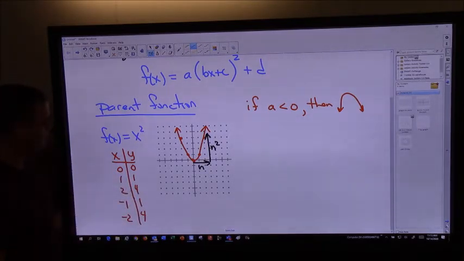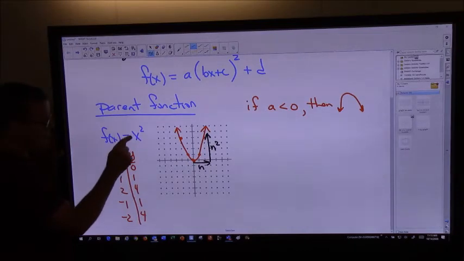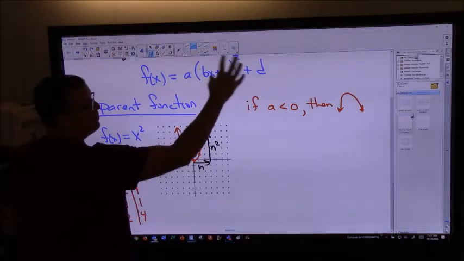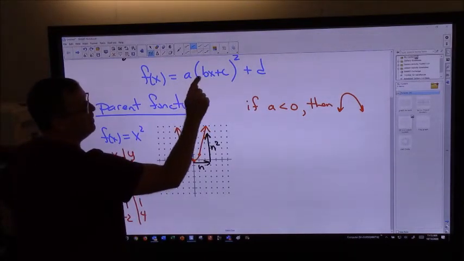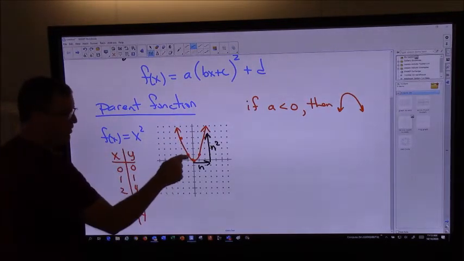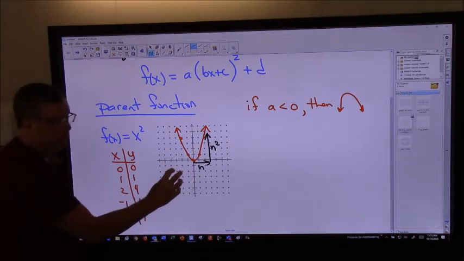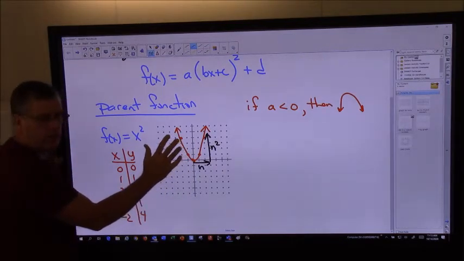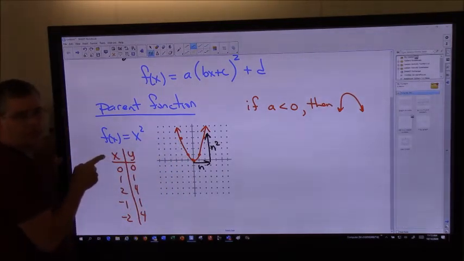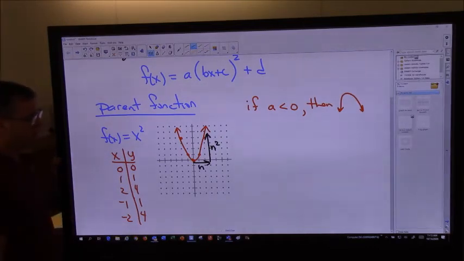All right, so this is our parent function, which means every time we graph something, if I put in numbers for A, B, C, and D, it's going to look like this. It's just going to move around the coordinate system to different locations. It might get a little wider, a little narrower, but it's got to look like the parent function.